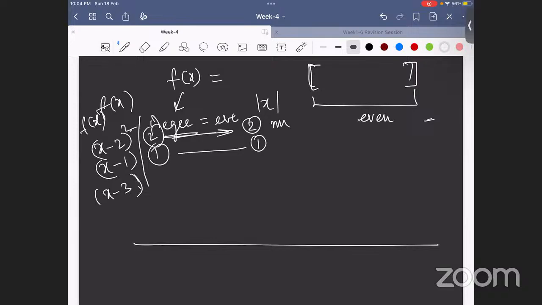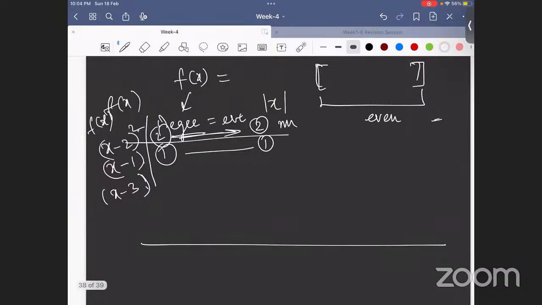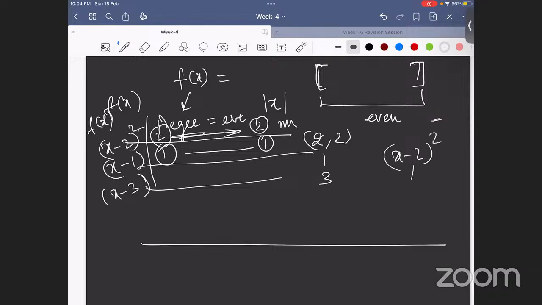One more thing: the number of unique roots and the number of roots are different. First of all, here you have 2 as a unique root, 1 as a unique root, 3 as a unique root. But at 2 the multiplicity is 2, right? So 2 is also a repeated root. If you have (x minus 2) whole square, as a quadratic equation, how many roots does this function have?